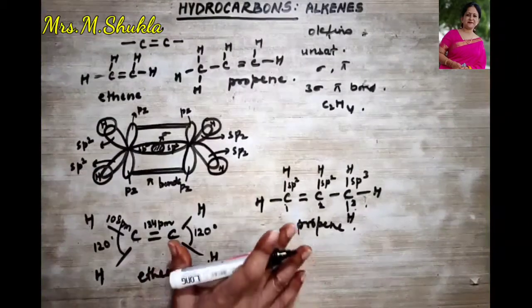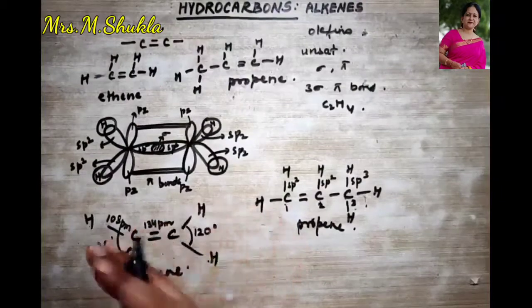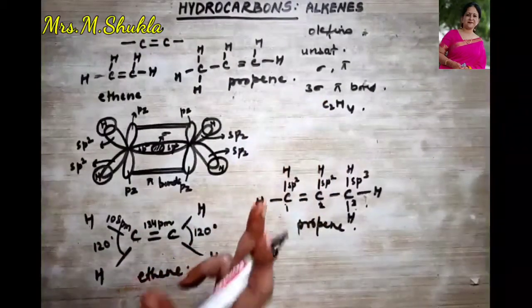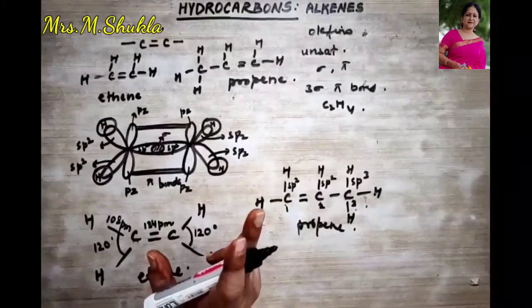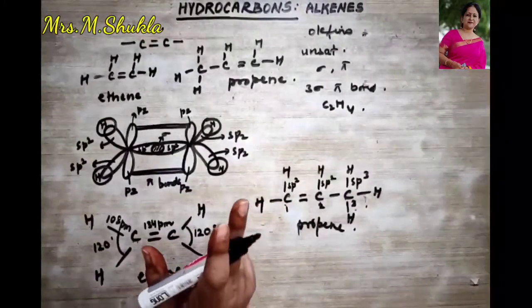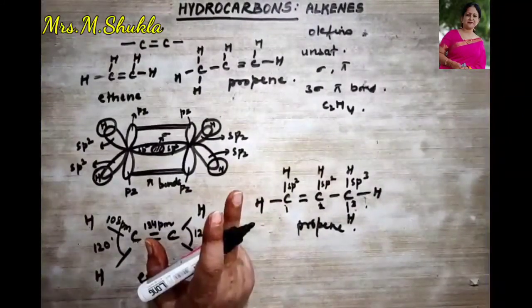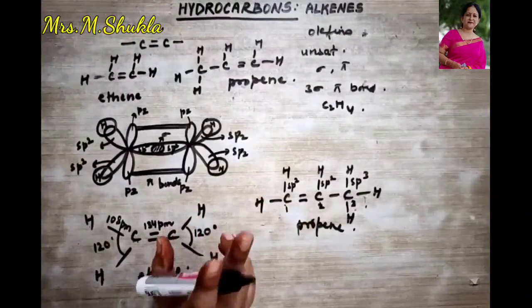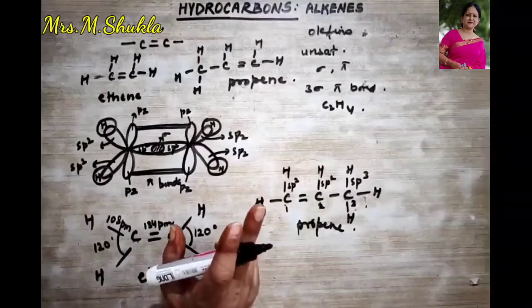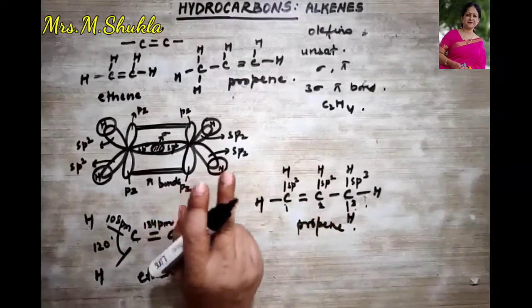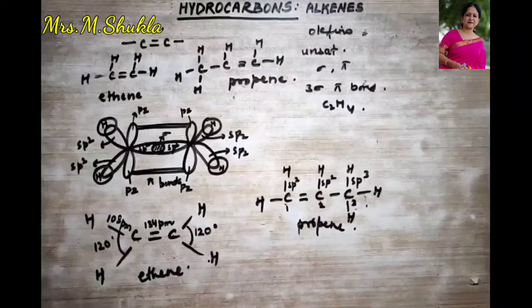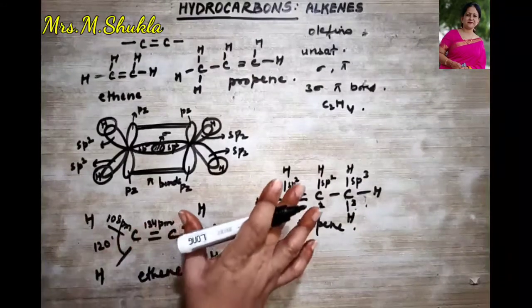Okay, so there are certain characteristics of alkenes that we need to remember. The double bond always comprises one sigma bond and one pi bond, right? The sigma bond is always symmetrical, but the pi bond is unsymmetrical about the axis which passes through the center of the two carbon atoms, right?